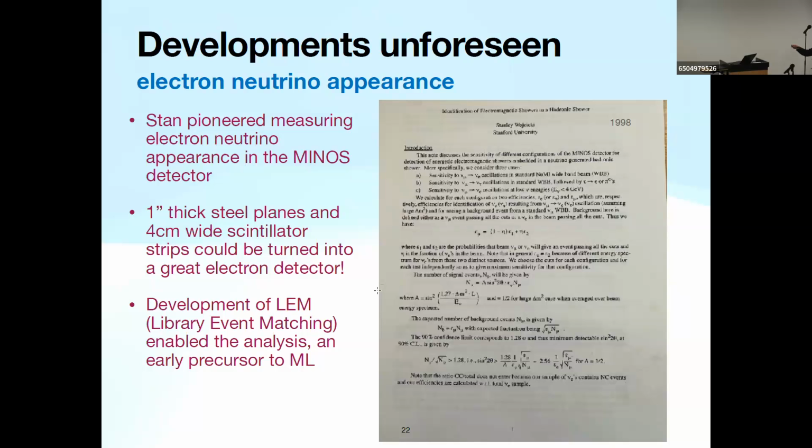And Stan, this is a thing that I found, it just happened to be on my desk recently, from 1998, and it was Stan laying out how we could go about looking for electron neutrinos in our detector. Eventually, we used a precursor to machine learning, really, to tease out that signal, a massive library of Monte Carlo events. And we called that the library event matching method, which increased our efficiency.